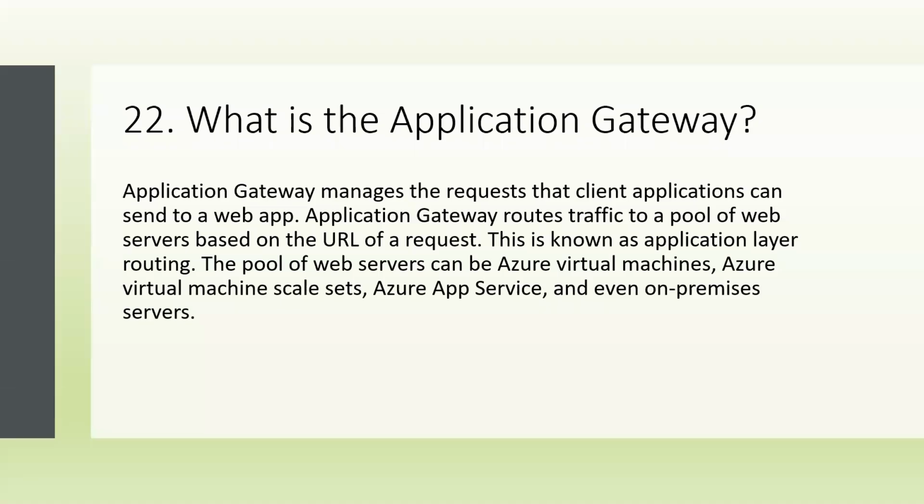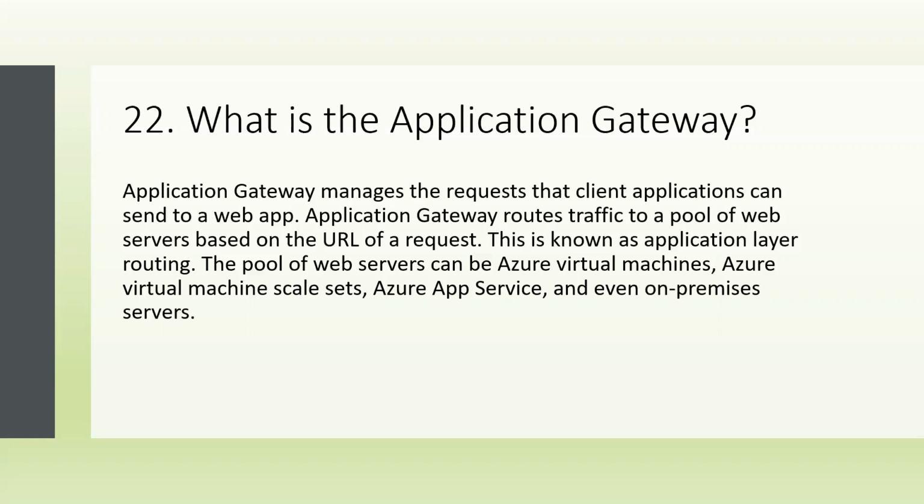What is the application gateway? Azure Application Gateway is a web traffic load balancer that enables you to manage traffic to your web applications. Traditional load balancers operate at the transport layer and route traffic based on source IP address and port to a destination IP address and port.